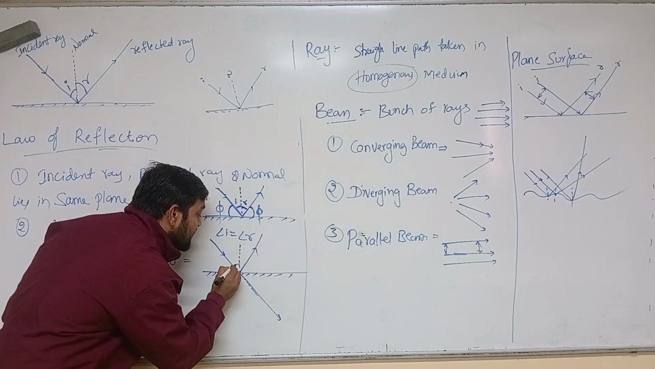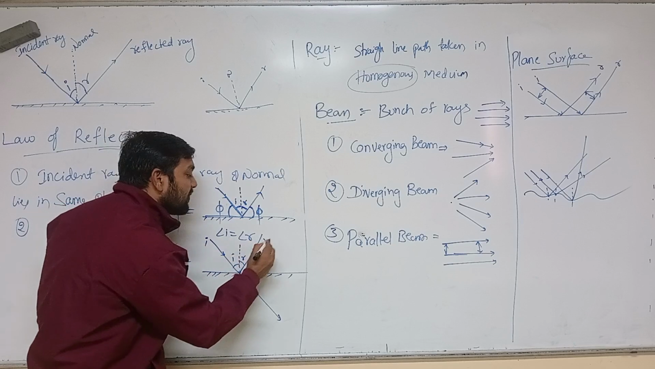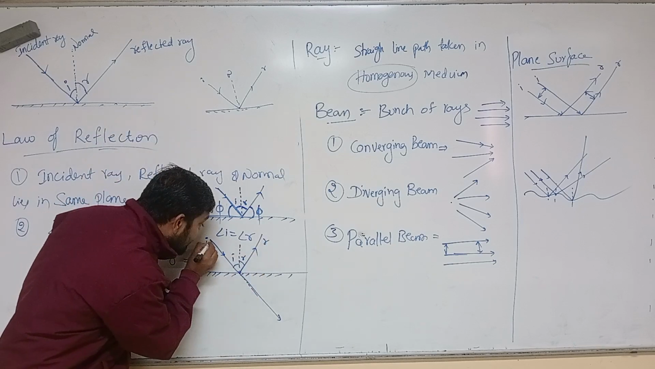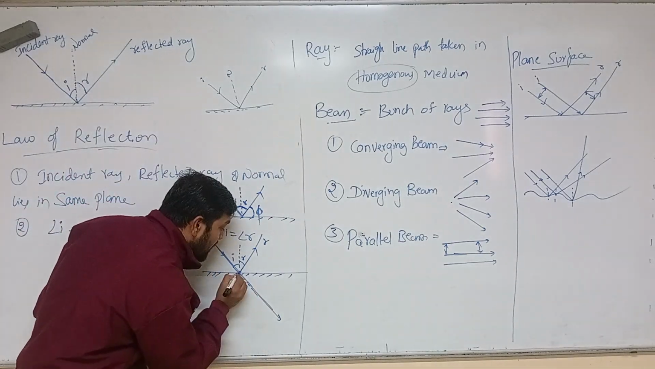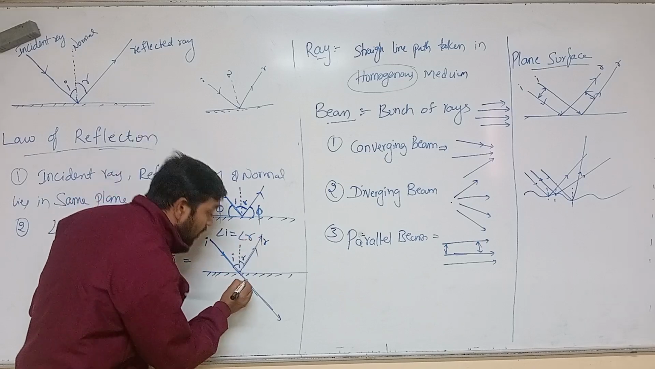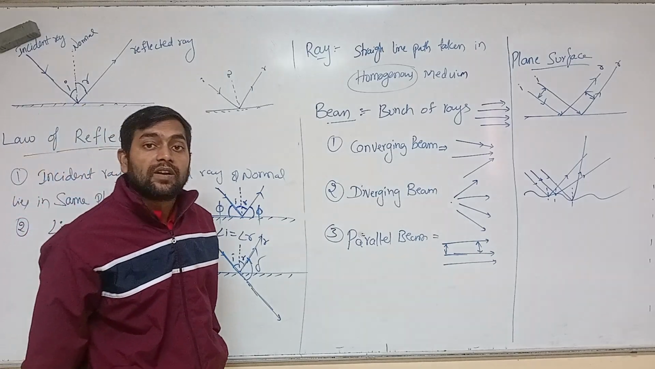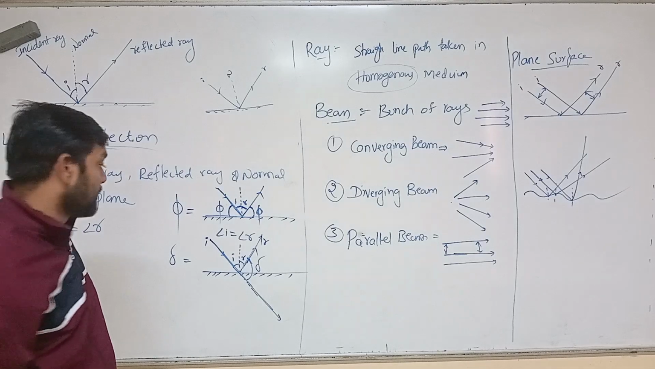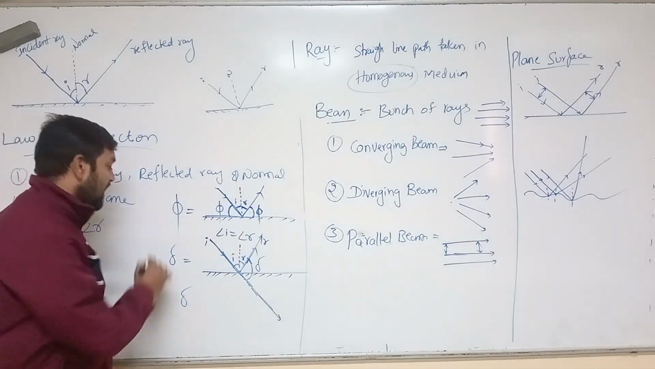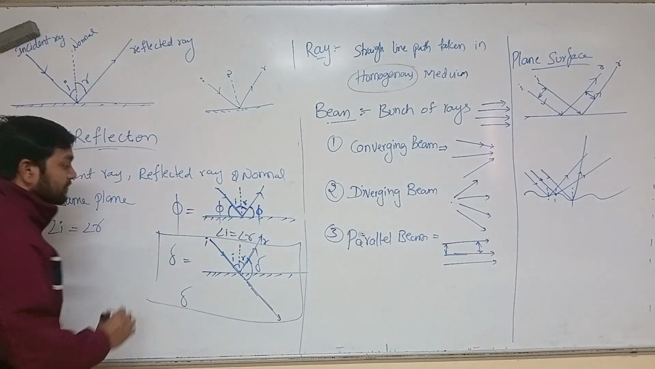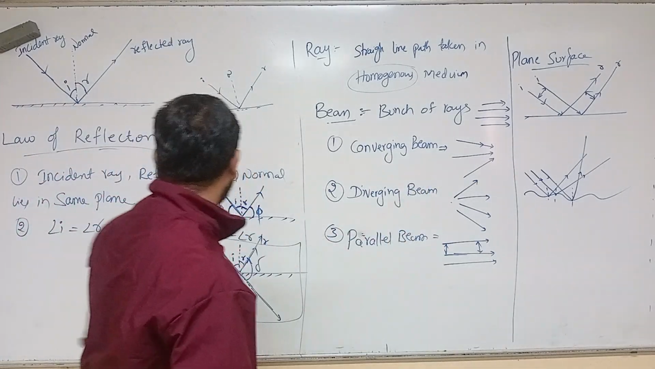Here this is my angle of incidence and this is my angle of reflection. This is my incident ray and this is my reflected ray. So this incident ray is deviated from here to here. It went to here. So this is my angle of deviation. Angle of deviation is represented by delta. We are going to use this so many times in the next session, right?